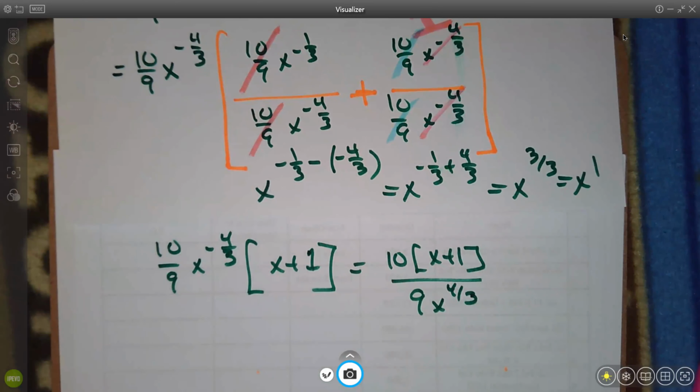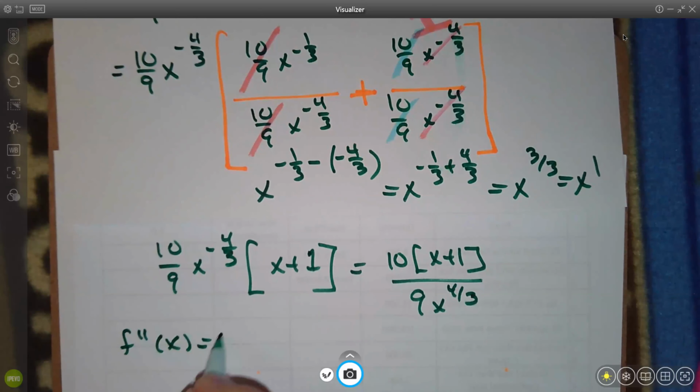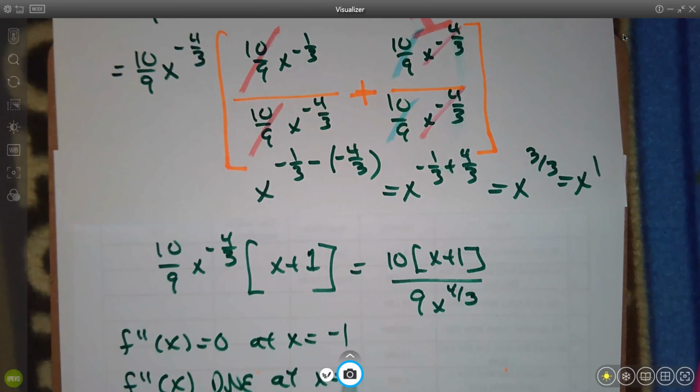It's just going to be tough. So f double prime of x equals 0 at x equals -1, and f double prime of x does not exist at x equals 0.